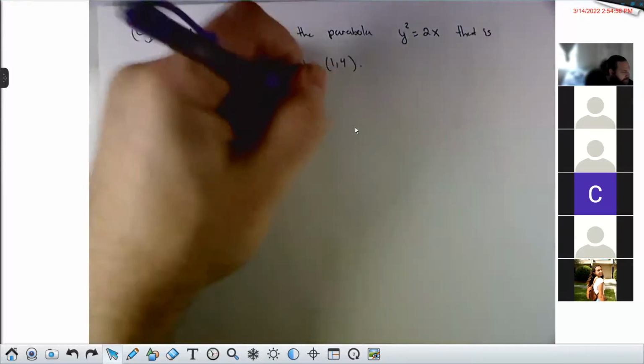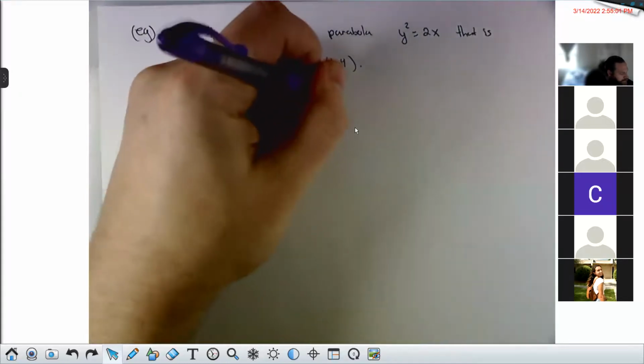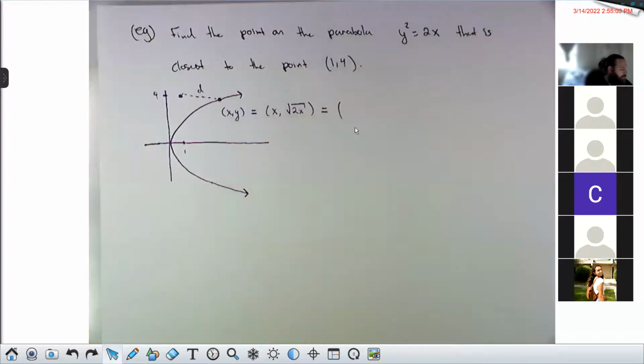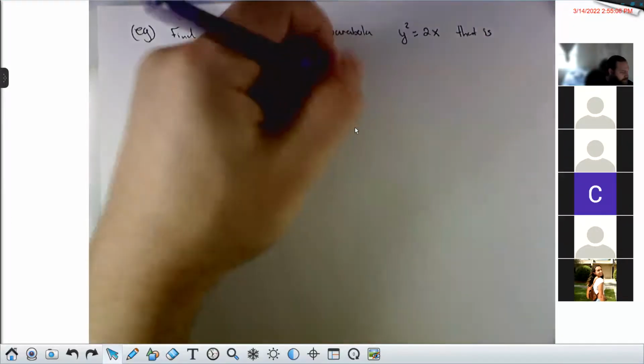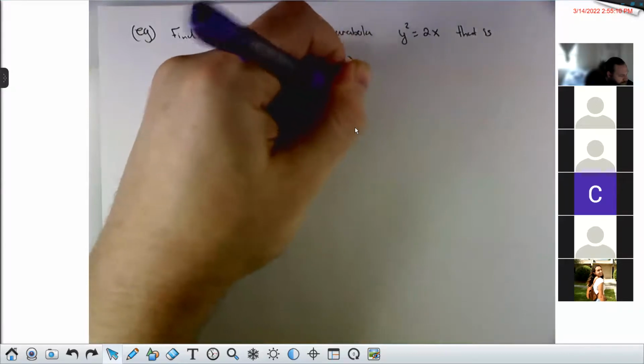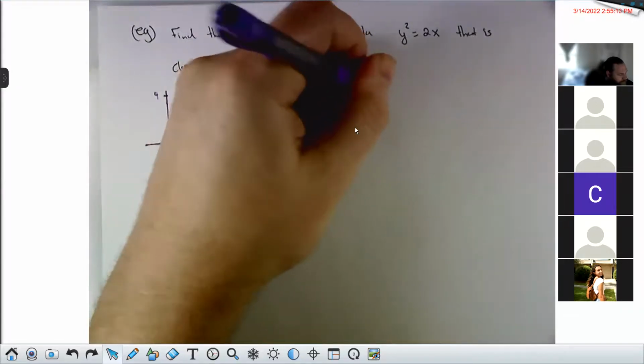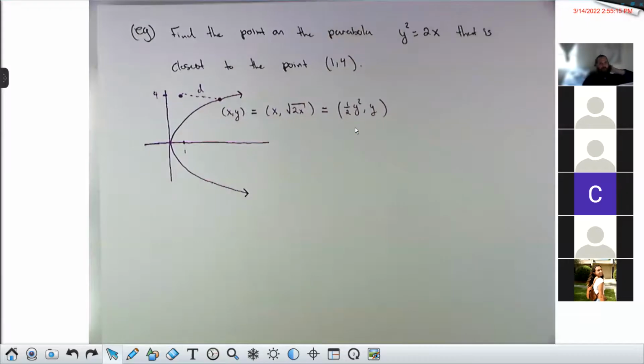The other way I can think of this point, the x value here, if you solve this for x, would be 1/2 y squared. So I could call this point 1/2 y squared comma y. Same thing. And what we want to do is build up a formula for this distance. And I'll have to pick one of these two ways of writing the point.